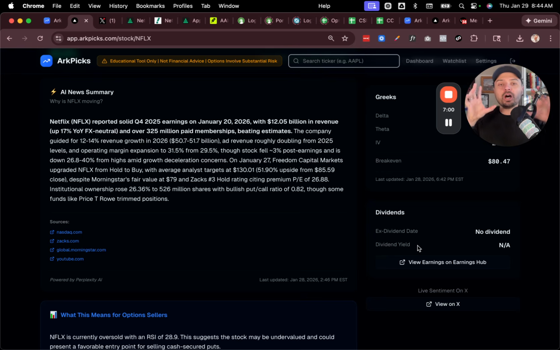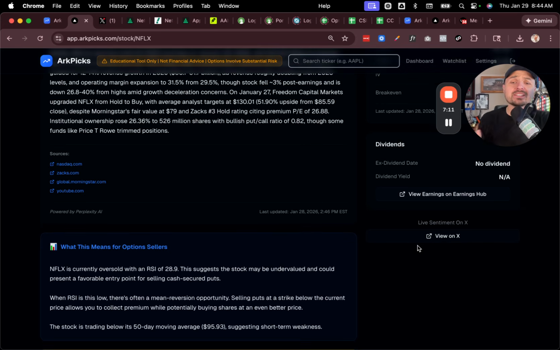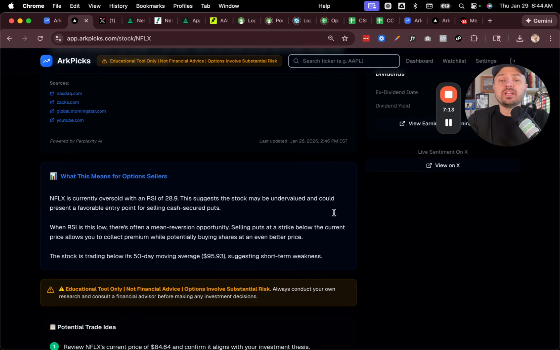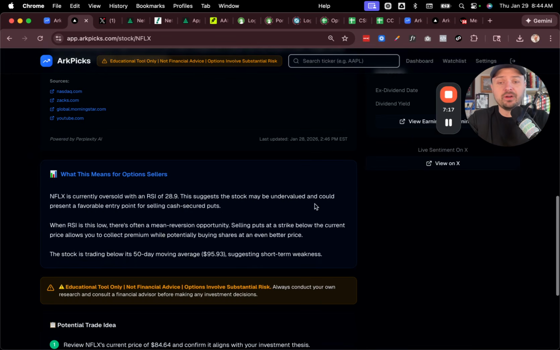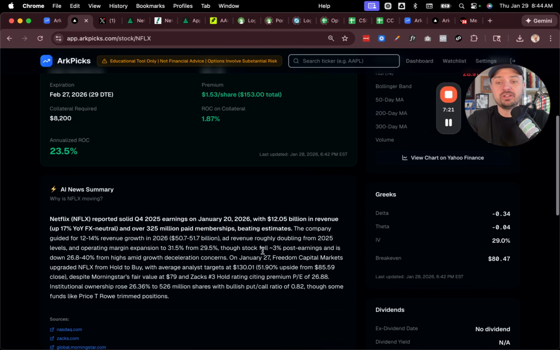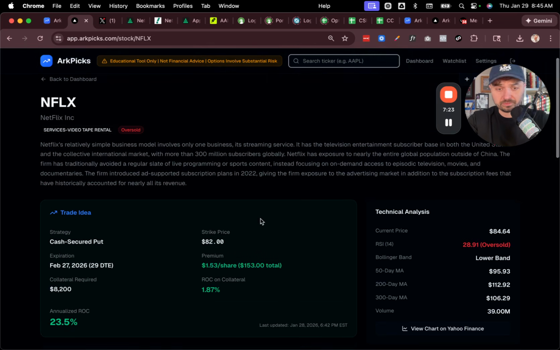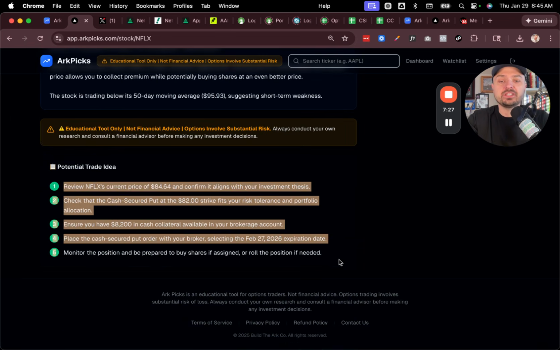But again, it's like a hub. This is where I want all of the information that I need, none of the information that I don't care about. In this tool, this is all the information I look at as an option seller to make an informed decision. As I scroll down, it gives me an AI news summary based on all of this information that we've covered here, and talks about how this ties specifically to an option seller, taking into account the news, technicals, and then a trade idea, and walks through the potential trade idea.